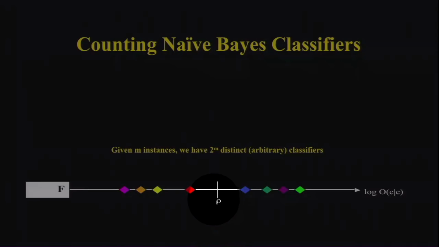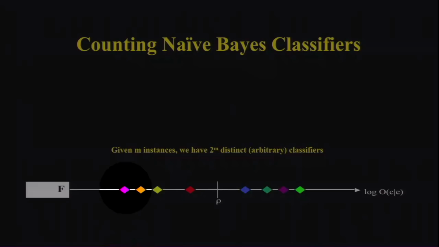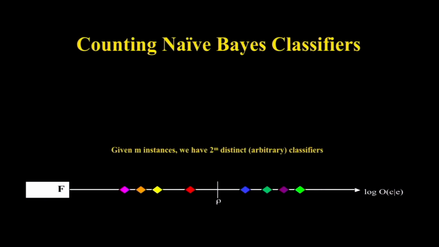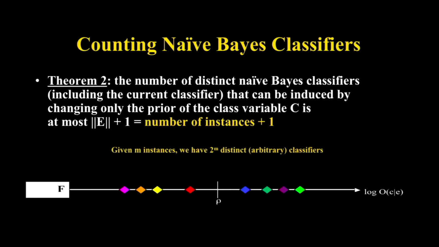Now you said it's m. M is the number of instances. It's actually m plus 1. So these are 8 guys. If you really count 1, 2, 3, they're 9. Interesting. Arbitrary 2 to the m, in this case m plus 1, and that's basically what this theorem 2 is saying.